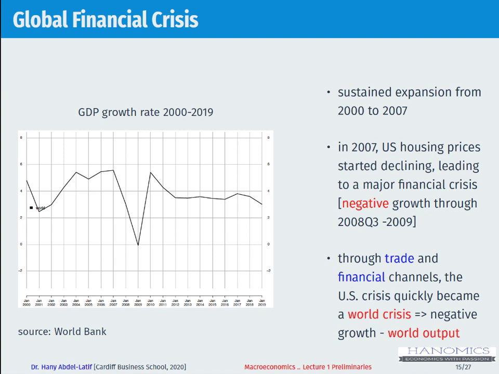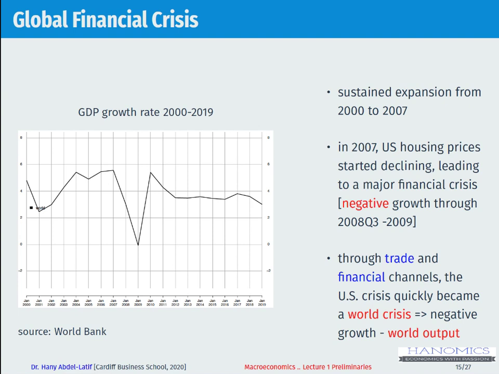If you look at this graph, which shows the GDP, and again, we agree that GDP is just the aggregate or total output, how much a country produces, but in this case you are looking at the world GDP, so the world output growth between 2000 and 2019. If you look between 2000 and 2007, there was an upward trend, a sustained expansion.